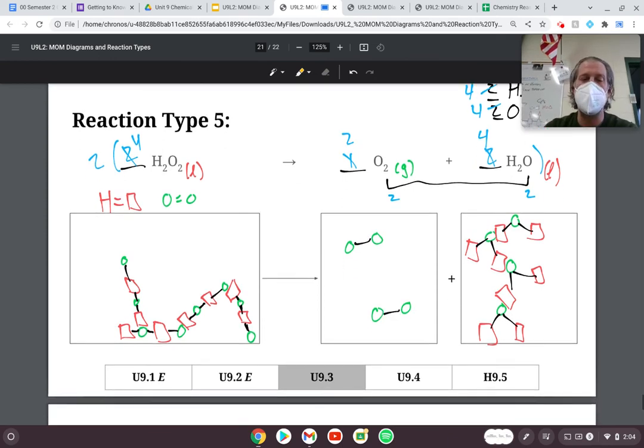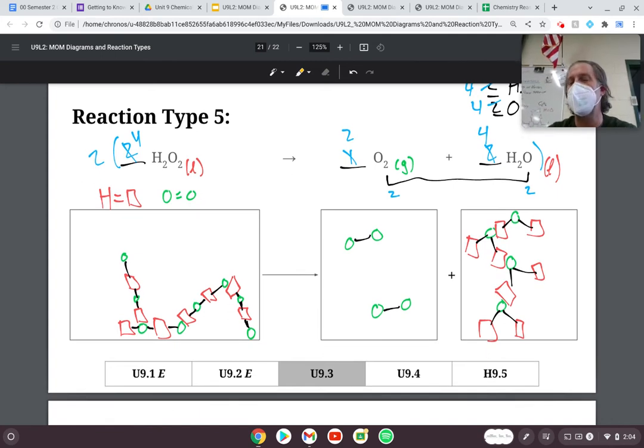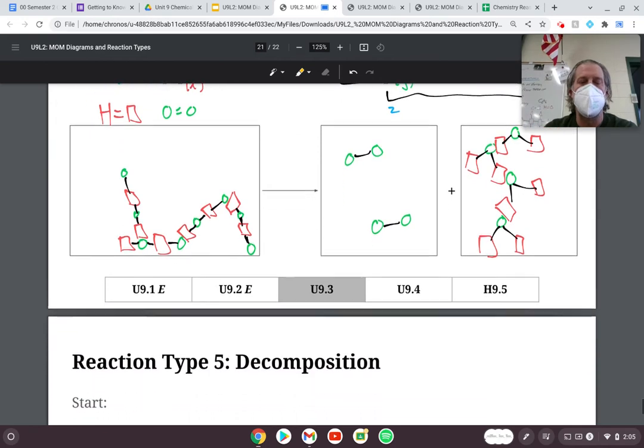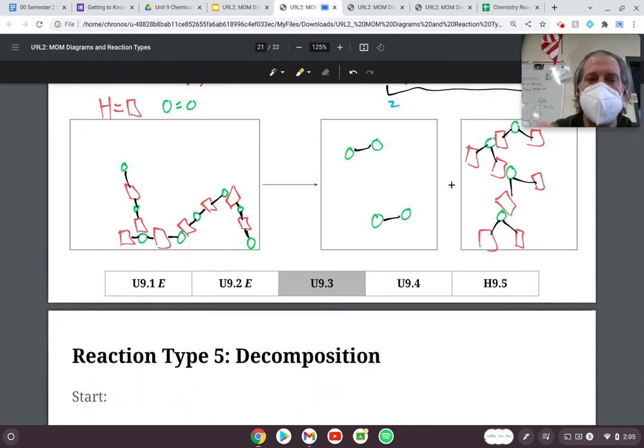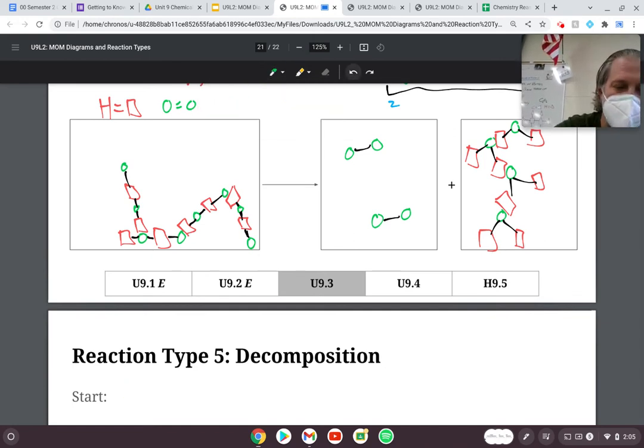Note, I didn't add any water as X's because we're dealing with everything as a pure liquid here. So we're going to move forward. Now, with a decomposition reaction like this, you always start with just one compound. And that's it. That's all you start with.